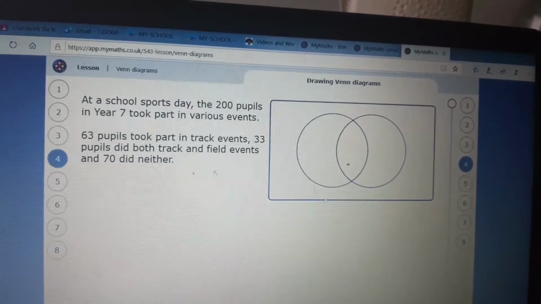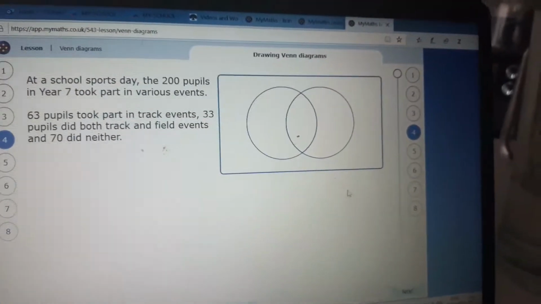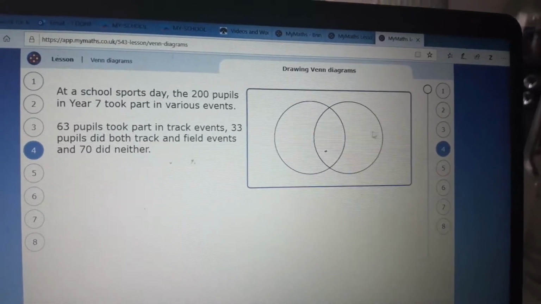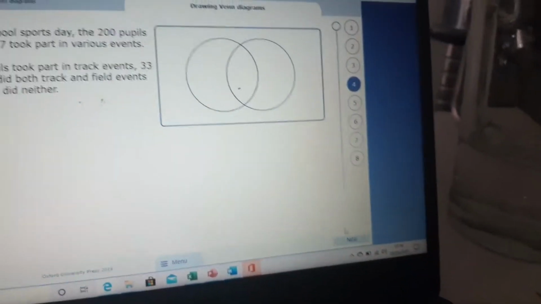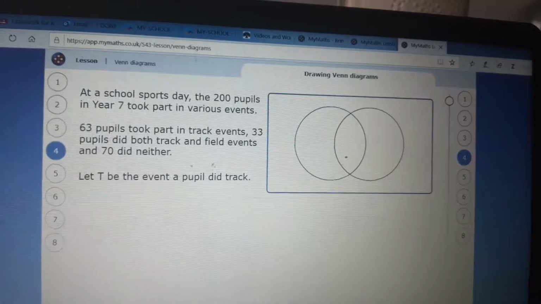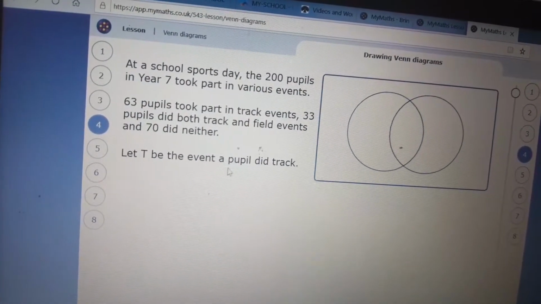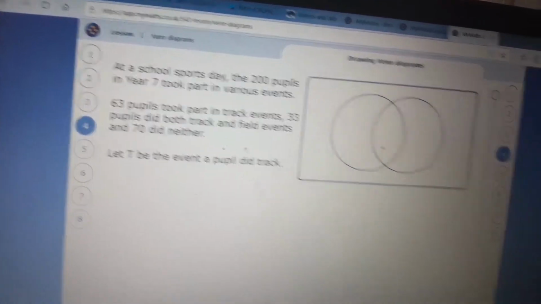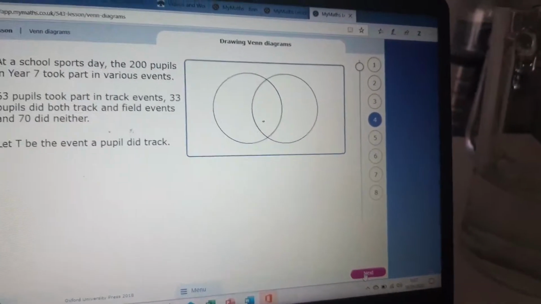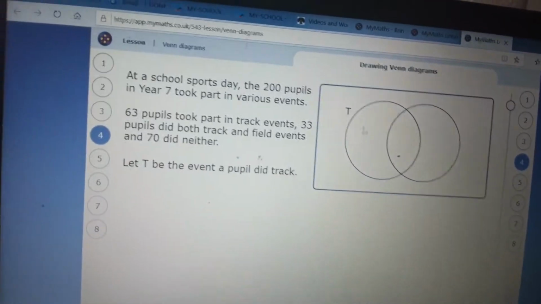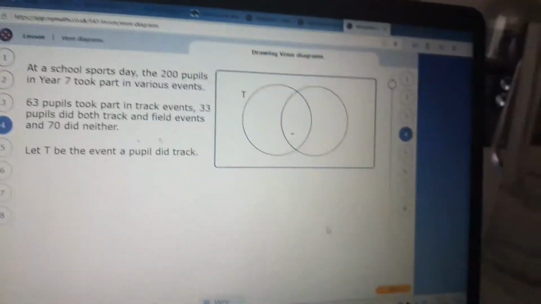Here's your Venn diagram, blank at the moment, and we're going to try and work out what numbers to put in each section. So let's see how we do that. So first of all, T is the event people did track, and that makes sense. So we're going to call this circle T.